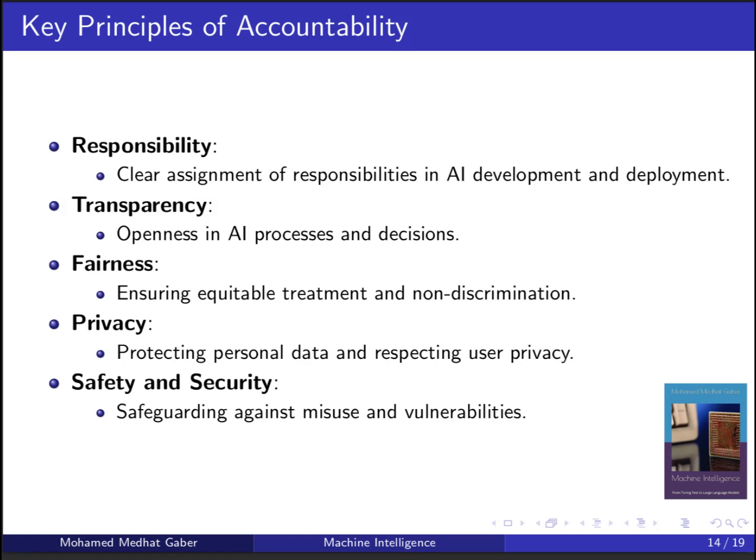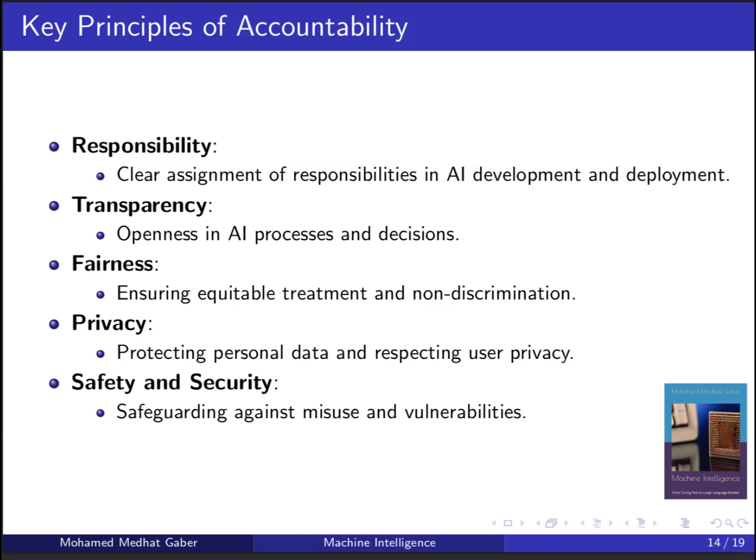Privacy is essential in protecting individual rights. AI systems often process personal data, and safeguarding this information is critical. Respecting user privacy involves implementing robust data protection measures, complying with data protection laws, and being transparent about how personal data is used. Safety and security are paramount in preventing harm from AI systems.